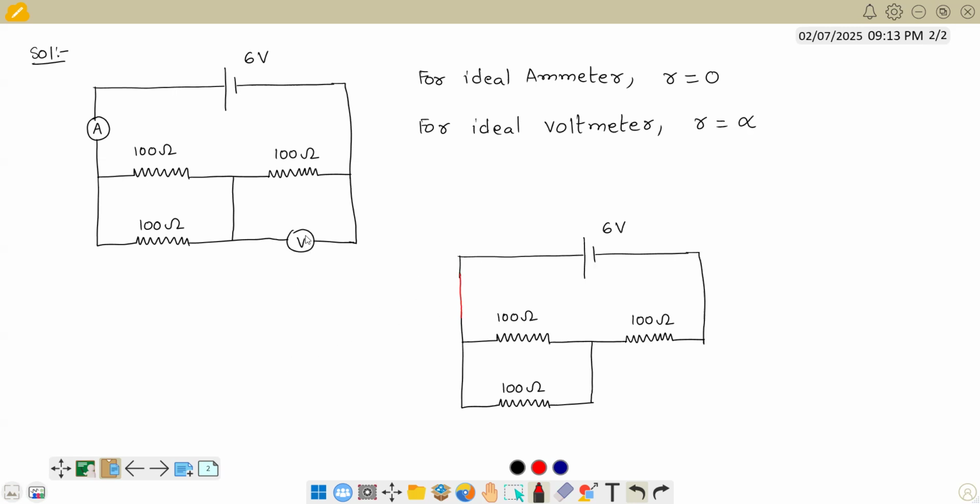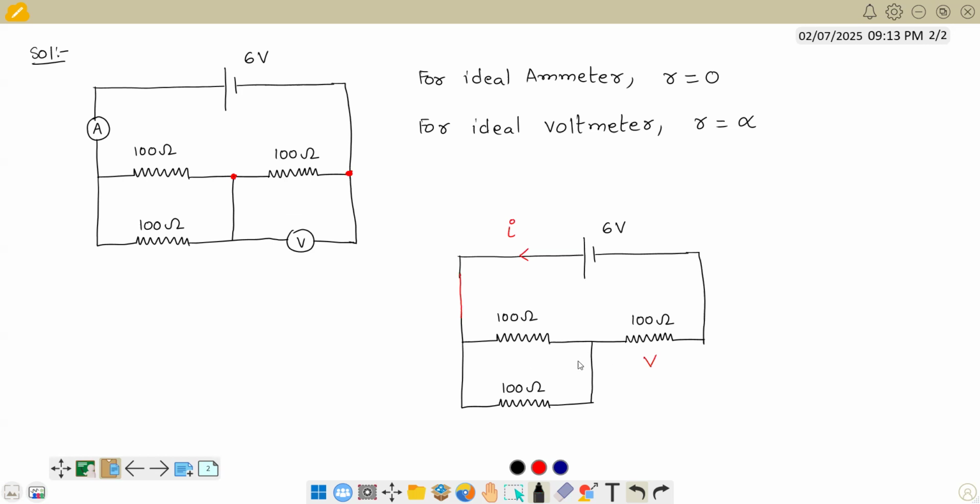And this voltmeter would only measure the potential difference across this. So whatever is the potential difference across this is what my voltmeter measures. This ammeter would measure the current I that is flowing in the circuit. We can clearly see when the current is traveling, it will split into two parts and again it will merge here. So let us find what is R effective here.